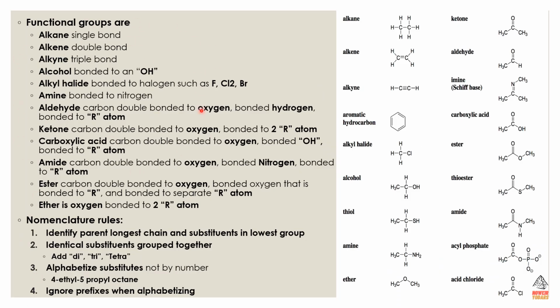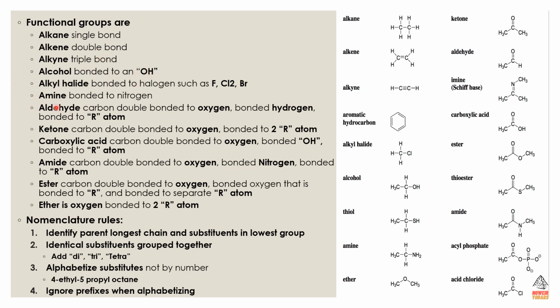So you need to know the functional groups, right? The way we know the functional groups is alkane, single bond, alkene, double bond, alkyne, triple bond. So remember, ane, single, ene, double, yne, triple bond. Then you got the alcohol. Alcohol is just bonded to an OH. So whenever you see a simple compound with just OH, so let's say CH3OH, that's an alcohol, right?